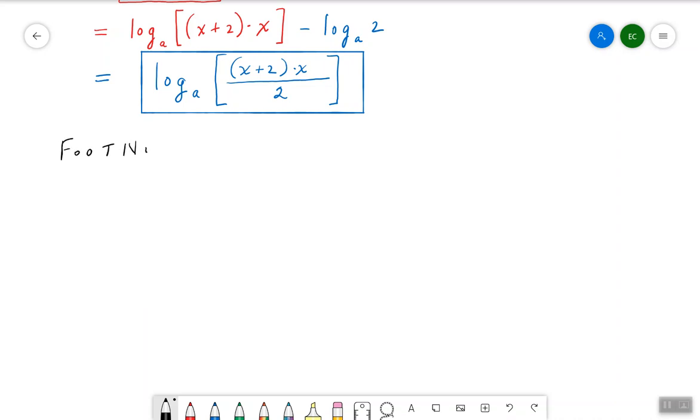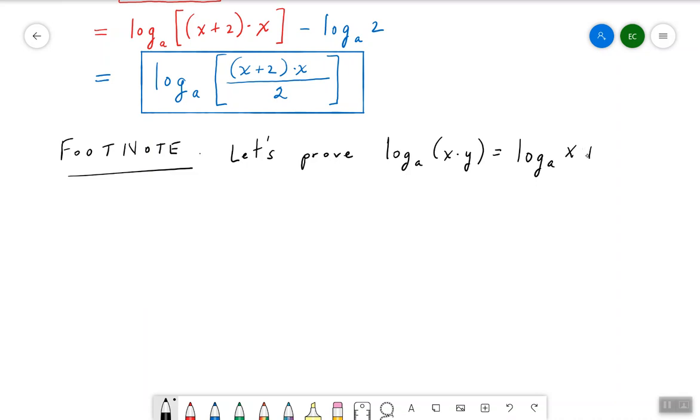Let's prove that the log base a of x times y really is equal to the log base a of x plus the log base a of y. And so let's just get right into it.